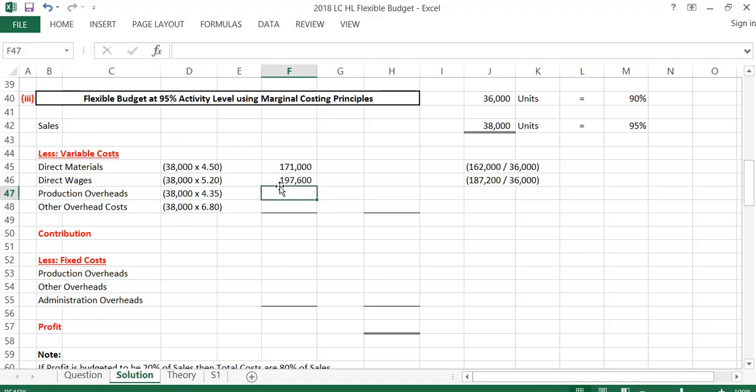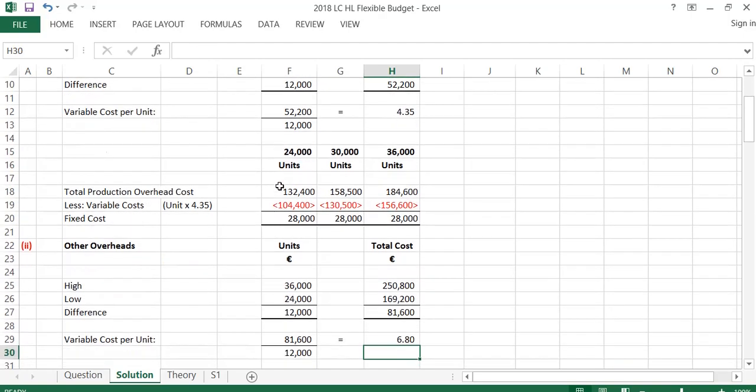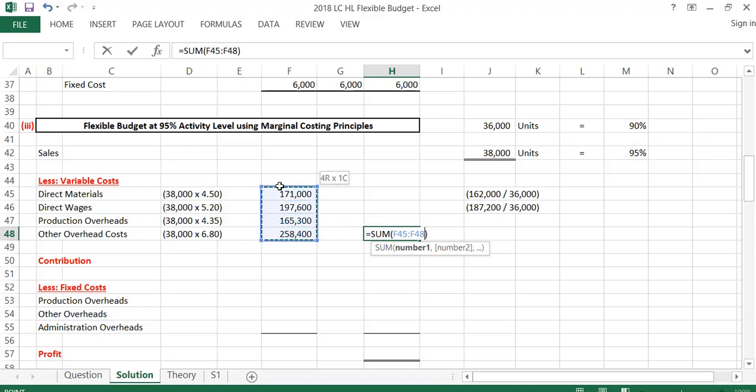The variable cost for production overheads, I've worked out above to be €4.35. So it's €4.35 for production overheads and €6.80 for other overheads. So that's where the €4.35 and the €6.80 are coming from. So 38,000 by €4.35, and 38,000 by €6.80. We work those out both, and that will leave me with total variable costs of 792,300.